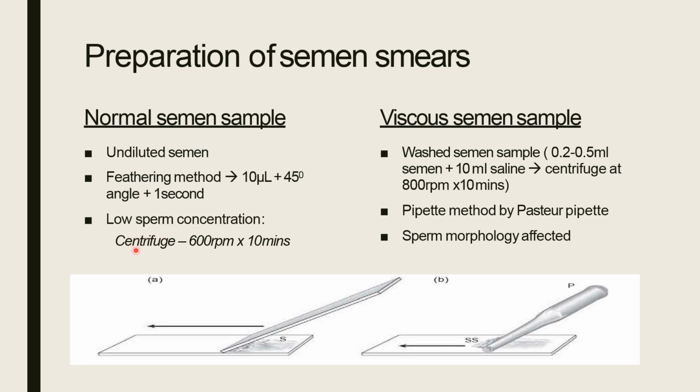And if the sperm numbers were low, as we already have determined, then we have to centrifuge this semen sample and then use the sediment to make the smear. If the semen sample is viscous, due to the presence of certain antibodies or other material, then we have to wash it with saline. After washing, we then make the smear.